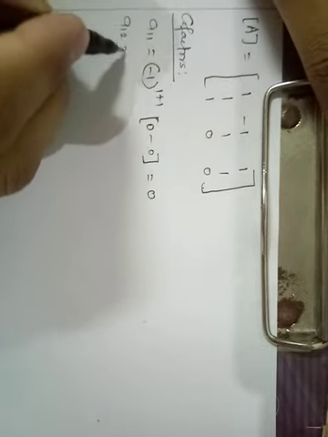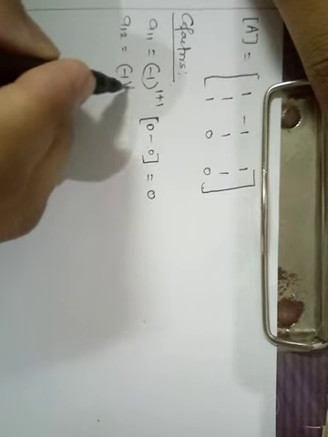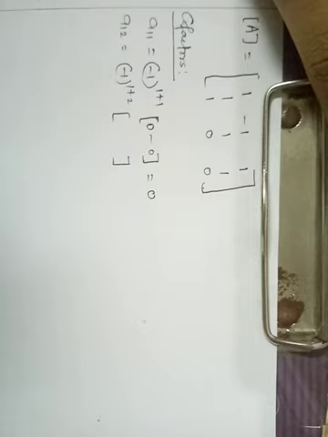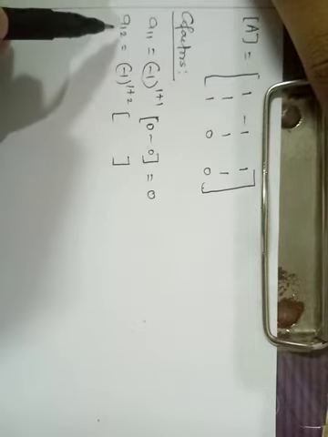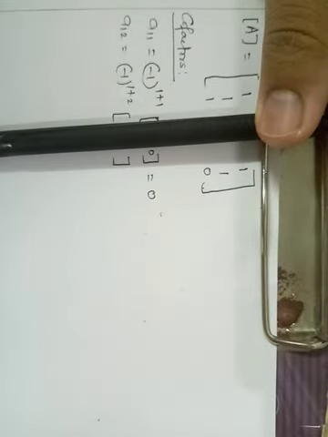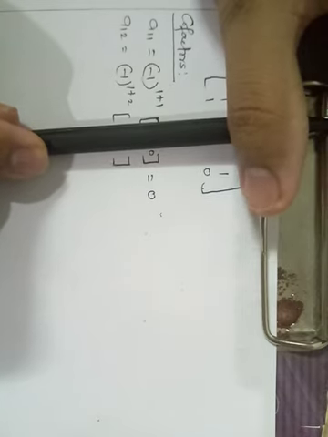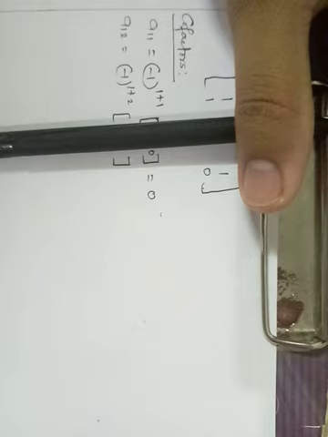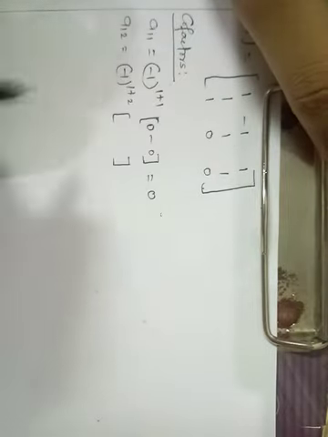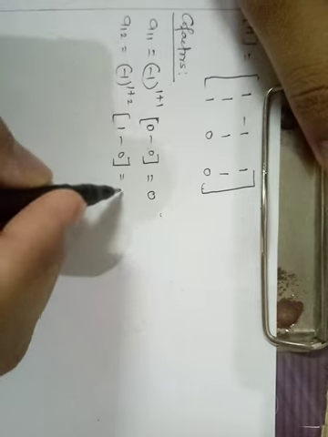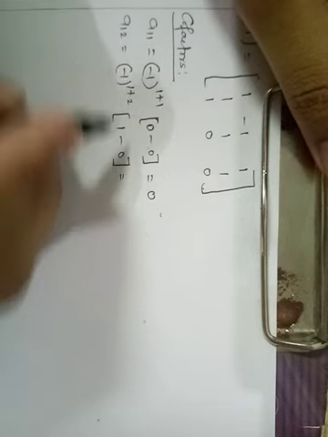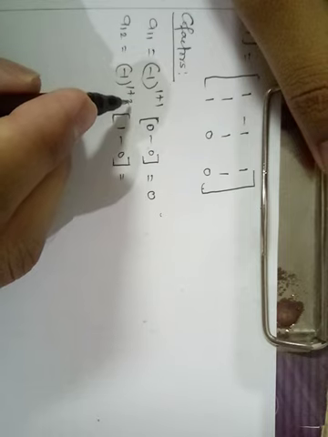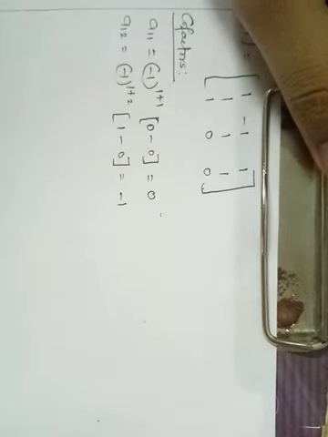Now A12. So it is -1 raised to 1 plus 2. So first row and second column. Right? First row and second column. So only 4 elements are remaining: 1 1 1 0. You need to find the determinant of that. So it comes out to be 1 minus 0. 1 minus 0. So it is 1, and -1 raised to 1 plus 2 is minus 1, so the outcome is minus 1.